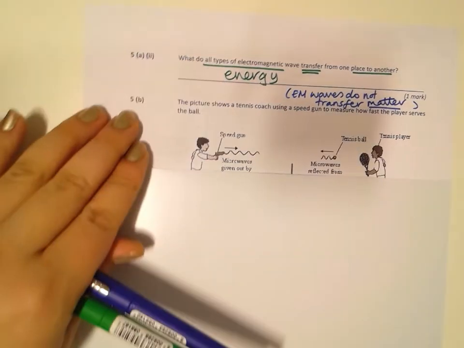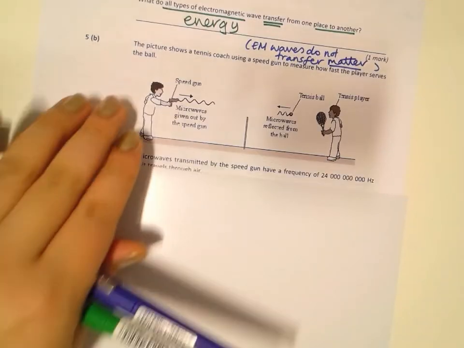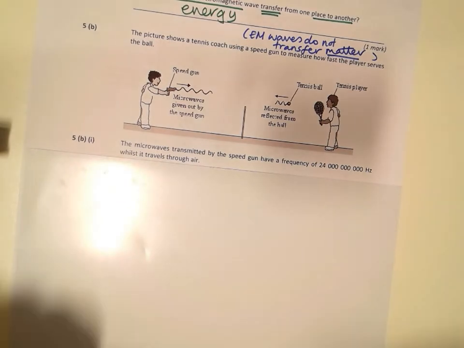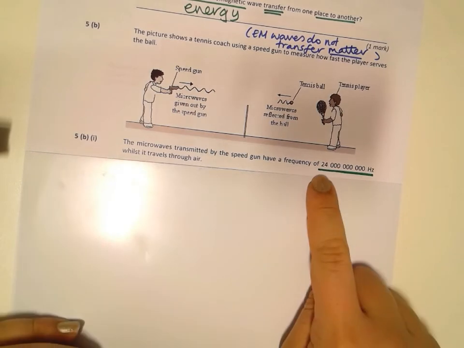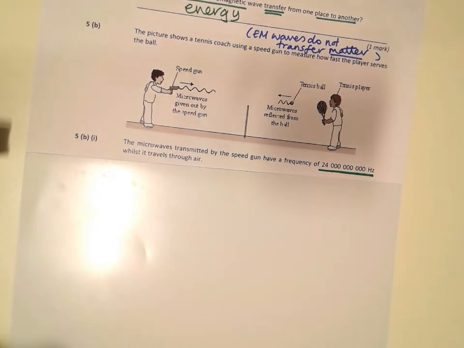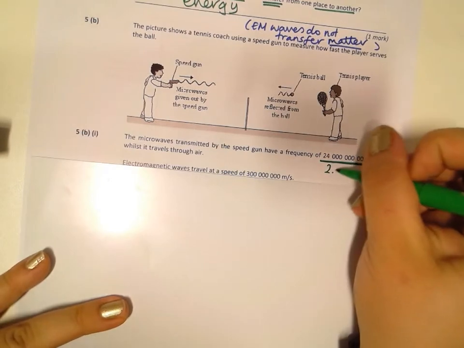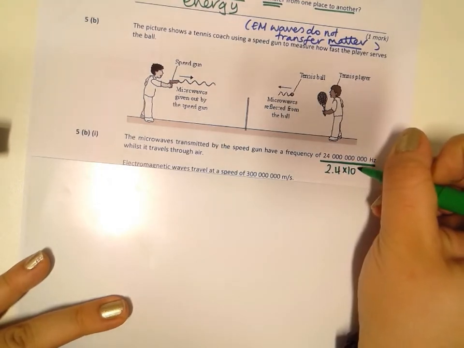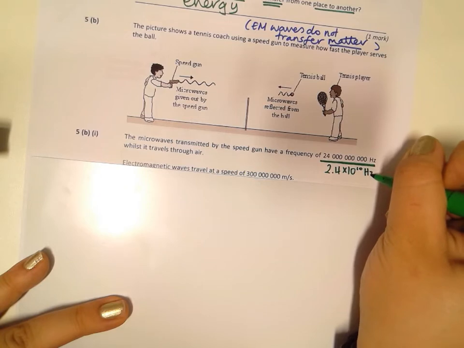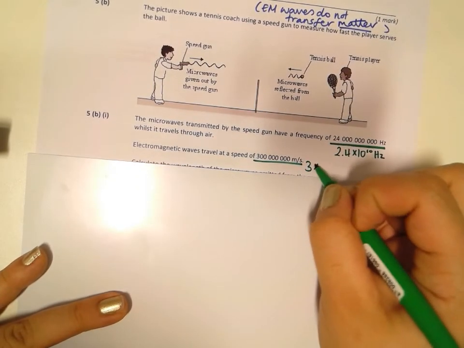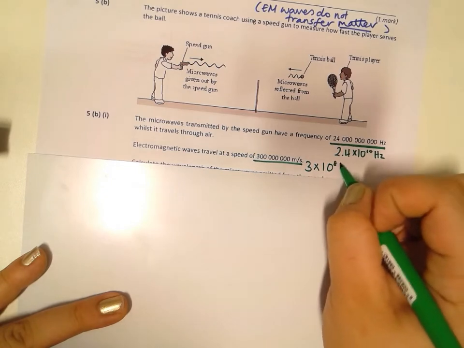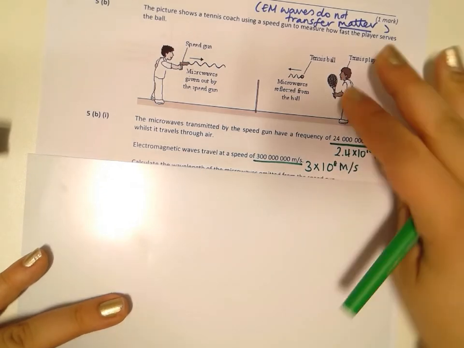Okay, next question. The picture shows a tennis coach using a speed gun and seeing how a player serves the ball. We have a frequency here of 24 and lots of zeros, hertz. Now if you work it out, this should be 2.4 times 10 to the power of 10 hertz, and we know the speed, 3 times 10 to the power of 8 meters per second.